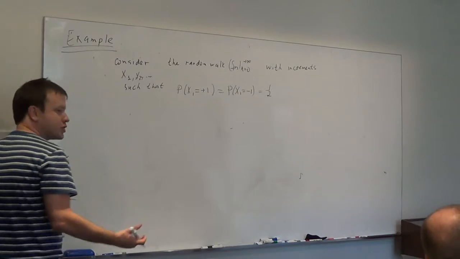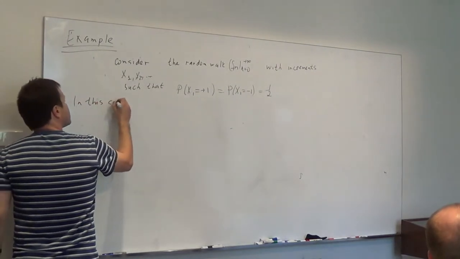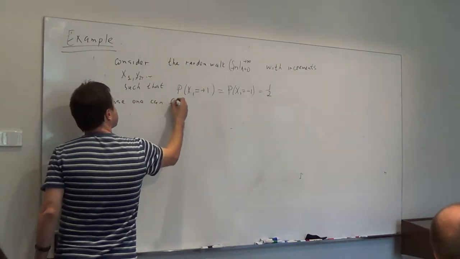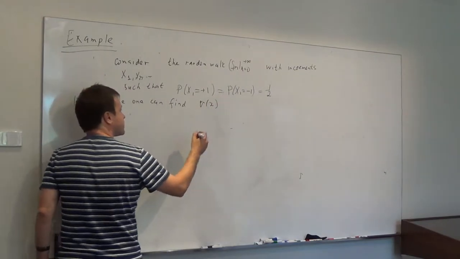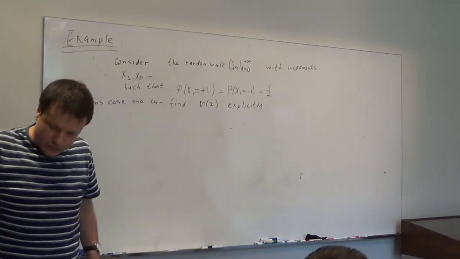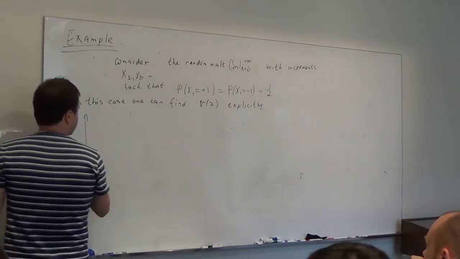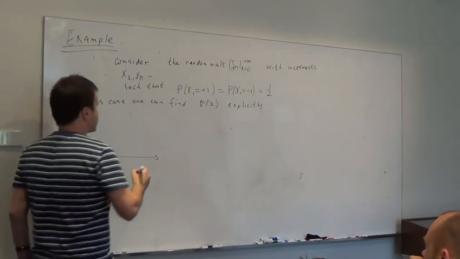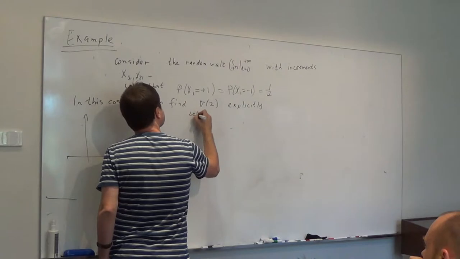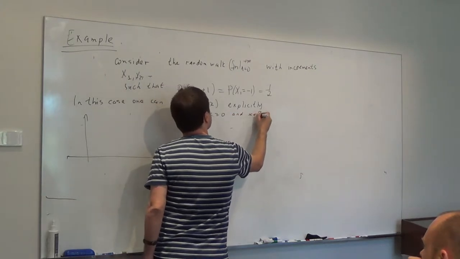I want to give meaning to all those notions. First of all, we need to find our renewal function. In this case, one can find v of x explicitly. There's also the problem of how you can find v of x in general. You know a lot about v of x, but explicit forms are rare. So in this case, let's see how we can actually find v of x. Here, let x greater than 0, and x belongs to the integers.